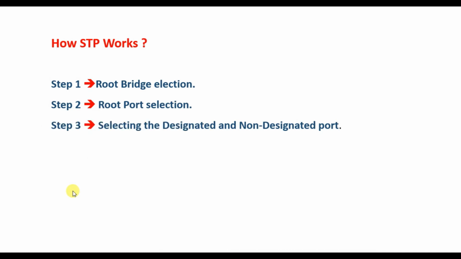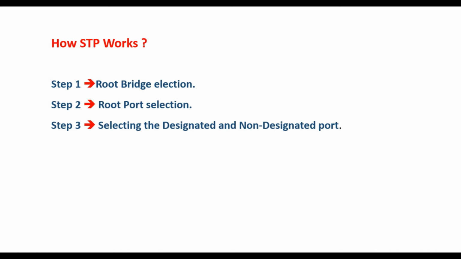So how does STP work? STP works with three important steps. Step one is electing a root bridge. Step two is selecting root ports, and step three is selecting designated and non-designated ports. Before going into this, there are some terms and components involved in STP. If we go through them and have a better understanding, then it will be easier for us to understand how STP works in detail.